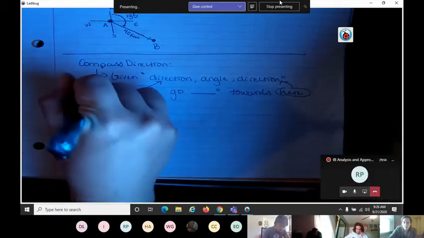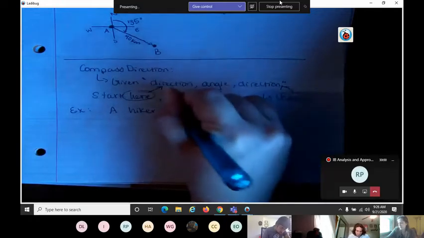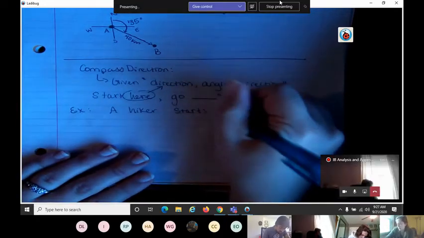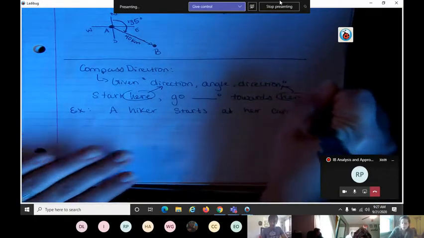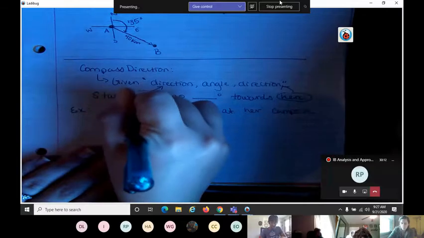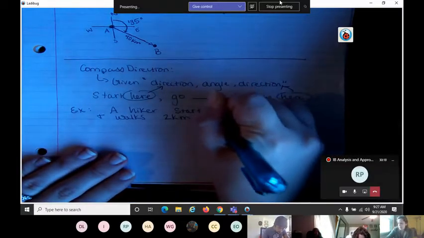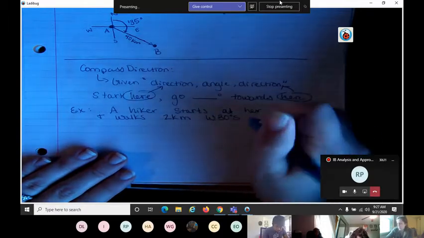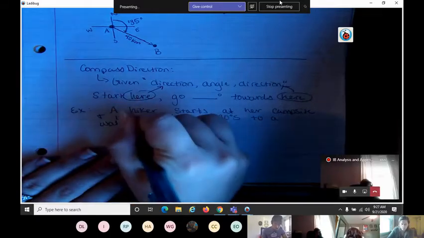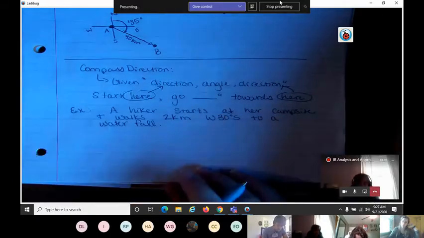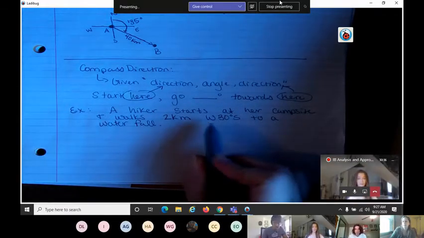Okay, so our first example is going to be that a hiker starts at her campsite and walks 2 kilometers west, 30 degrees of south to a waterfall. Actually, you say this 30 degrees south of west. That's how you say that.